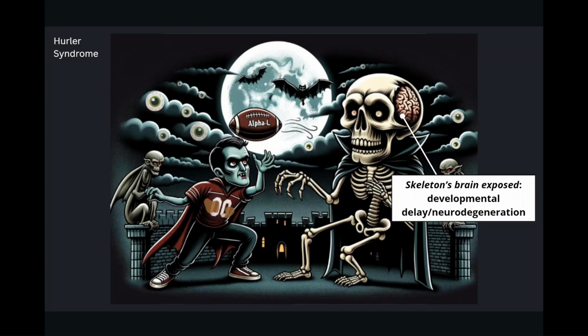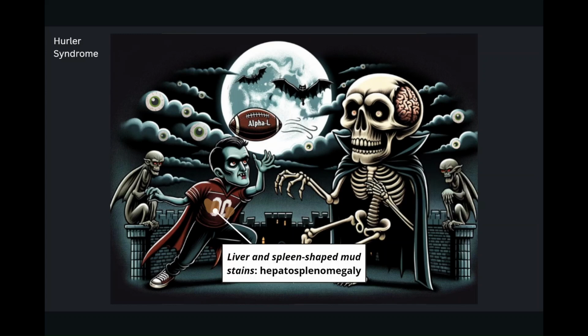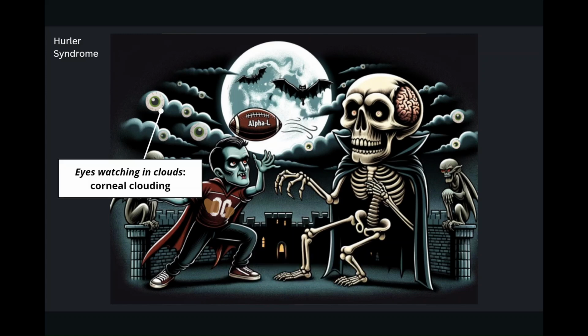Next, look at the mud stains on D.D. Racula's jersey. They're conveniently in the shape and locations of the liver and spleen. Let this help you think of hepatosplenomegaly. In the clouds, you can see the creepy eyeballs watching from above, tuning into the largest sports event in Spookyland. Let these eyeballs in the clouds help you remember that these patients have corneal clouding.